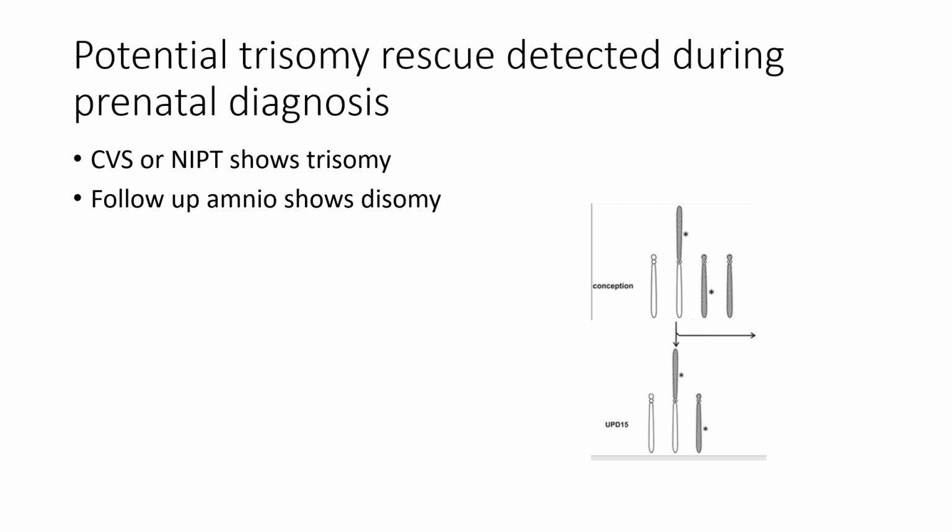This can be done by looking at polymorphic variants between the fetus and the parents, to see whether the two copies that are present are from two different parents or from the same parent. So it's during prenatal diagnosis that one will encounter this kind of situation, where you know that there's a possibility that there was a trisomy rescue.